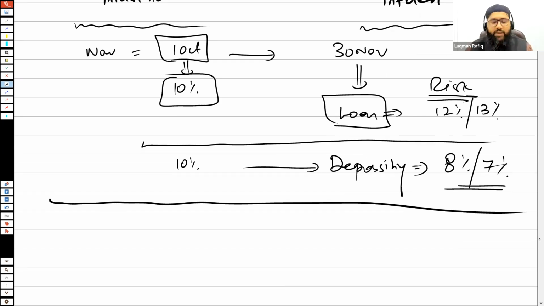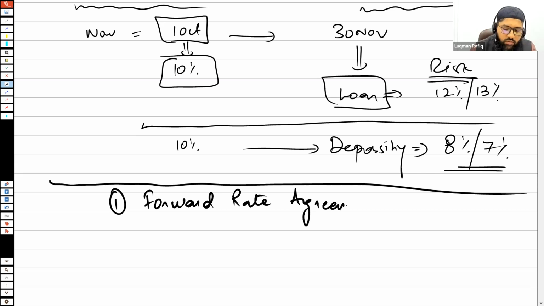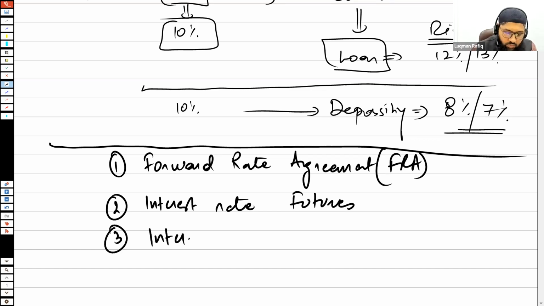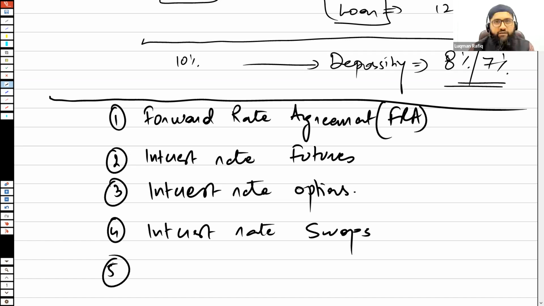Now, in order to hedge against this interest rate movement, there are different types of instruments that are used. Among them is the forward rate agreement, which we call FRA. The second one is interest rate futures. Then interest rate options. Interest rate swaps. And the fifth one is the collar hedge.